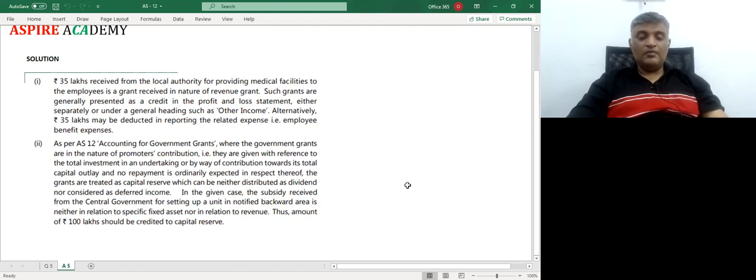So it is the same treatment as in the earlier problem, but we need to be very specific on the language. Even though we say in one word this should be taken to capital reserve, how do we articulate it? We need to be very clear with the language. So it's important that you go through this video again and again so that the important phrases of the standard get registered in your mind. That's the end of the problem.